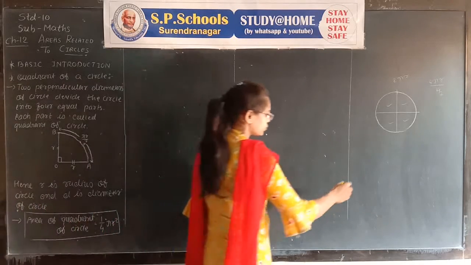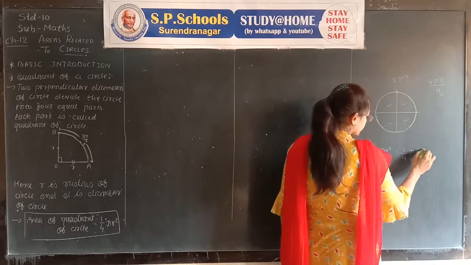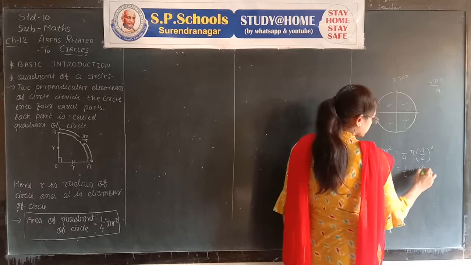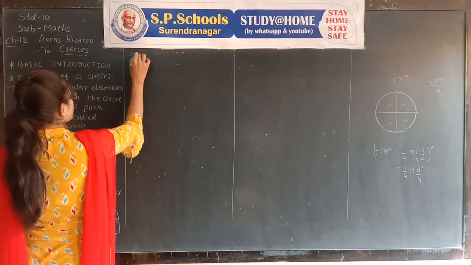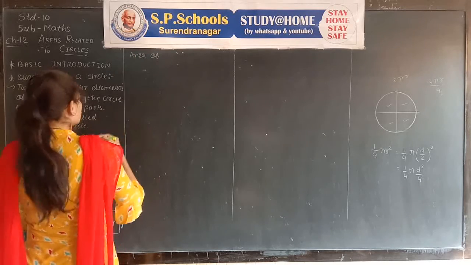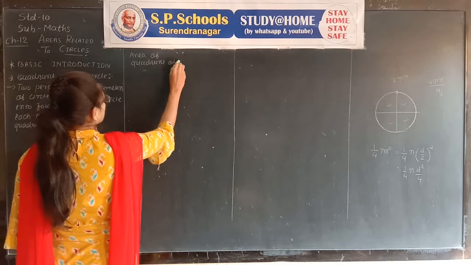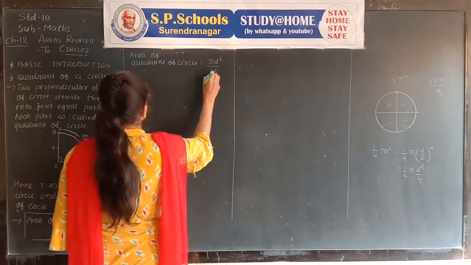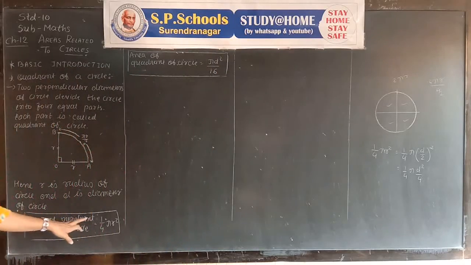Again, it can also be in the form of diameter: 1 upon 4 pi, instead of r, d upon 2 whole square, which is 1 upon 4 pi d square upon 4, which is pi d square upon 16. Area of quadrant of circle is equal to pi d square upon 16. But keep in mind the one formula: 1 upon 4 pi r square.